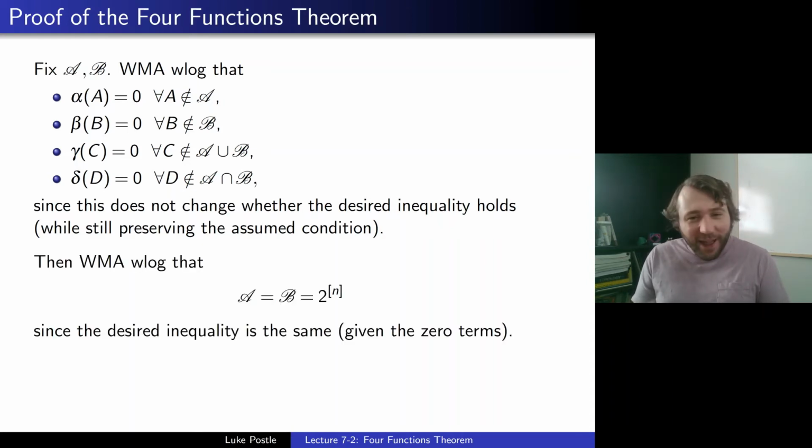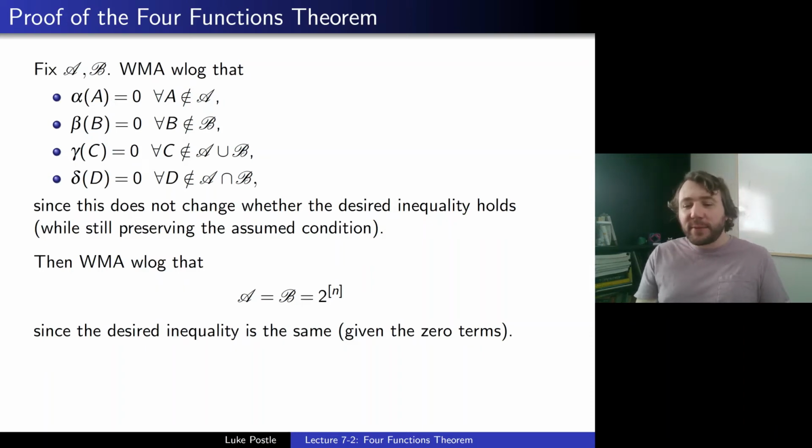Then once you've done that, you can actually assume without loss of generality that A and B, these families, are all of the sets, since the desired inequality is the same. And why is that? It's given the zero terms. So you could look back at that inequality, but basically once we've set everything to zero, then if you added in all the extra terms, if you looked at what the inequality would be when A and B are all the sets, all the other possible terms would be zero by the assumptions above. So we may as well just enlarge our families to be everything. That'll just simplify our analysis.